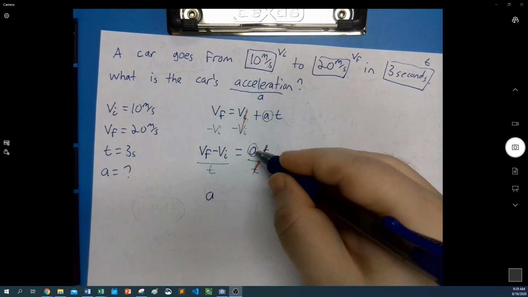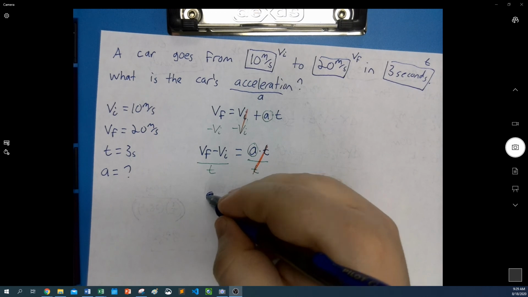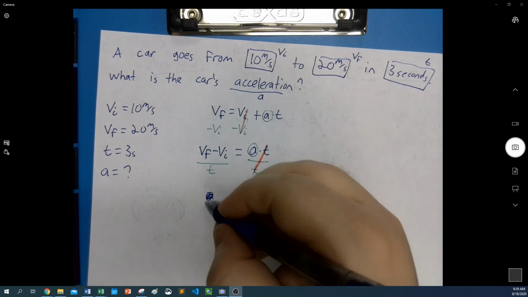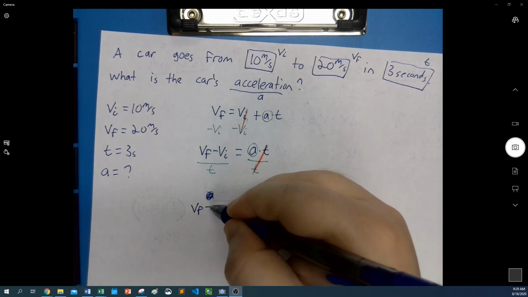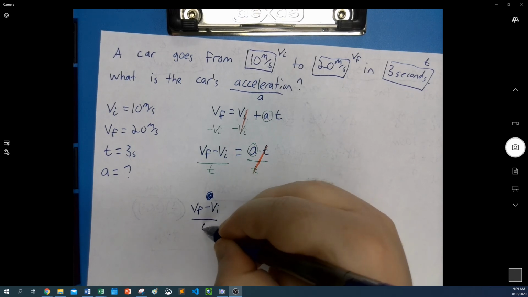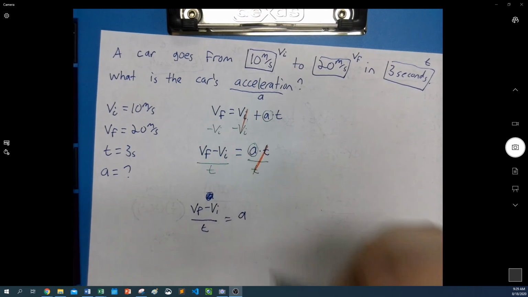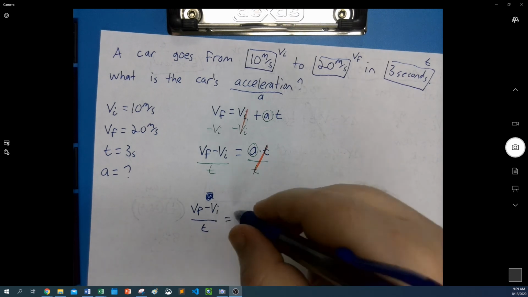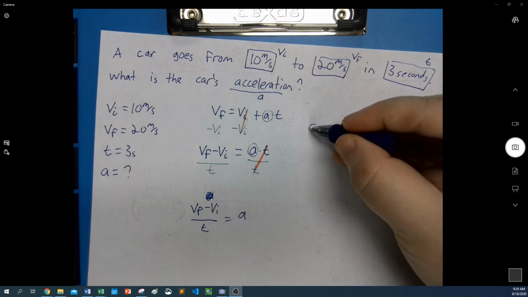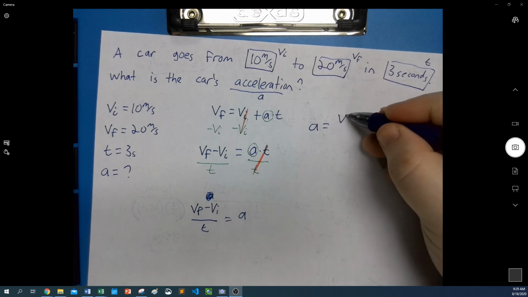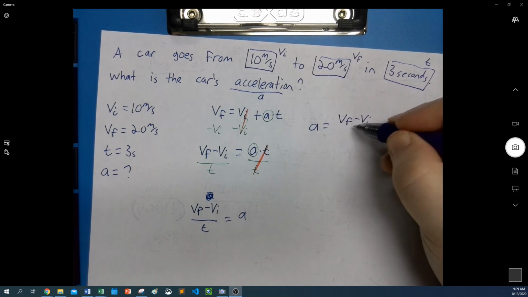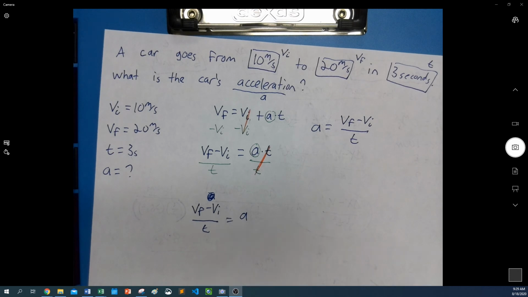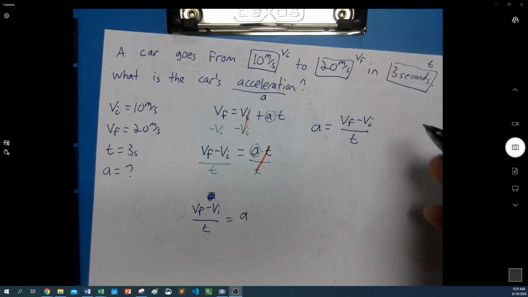And we are left with A. So we're left with VF minus VI divided by T is equal to A. I usually skip a step. I usually don't write it; I go ahead and already flip it. So A is equal to VF minus VI divided by T. You also could have known that you're looking for acceleration. This is the definition of acceleration.